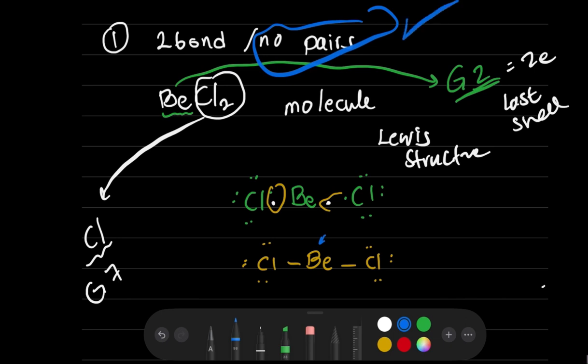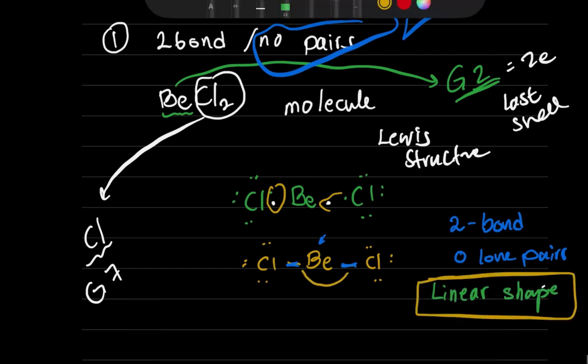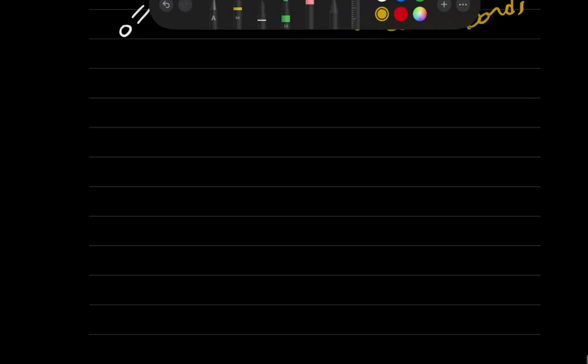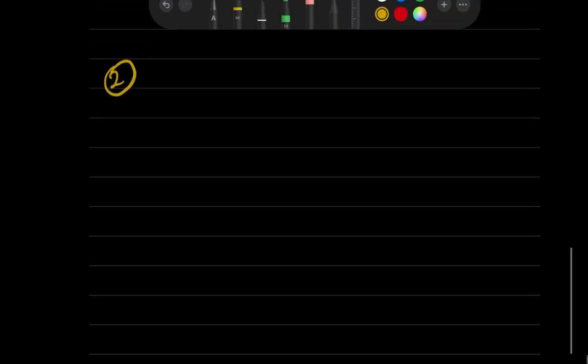How many bonds do we have? We have the first one, and here we have the second one. So if you have a compound that contains 2 bonds and 0 lone pairs, what do we call this shape? It's called linear shape, and the angle between Cl, Be, Cl is 180 degrees. Okay, and now let's go to the second case, in which we have two bonds in the presence of a lone pair.